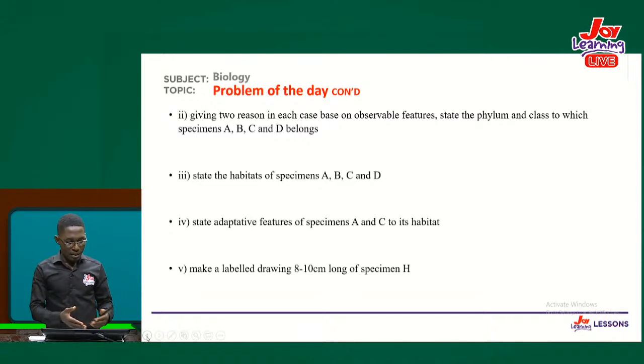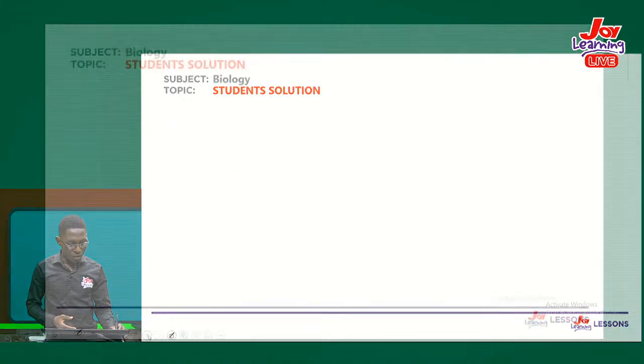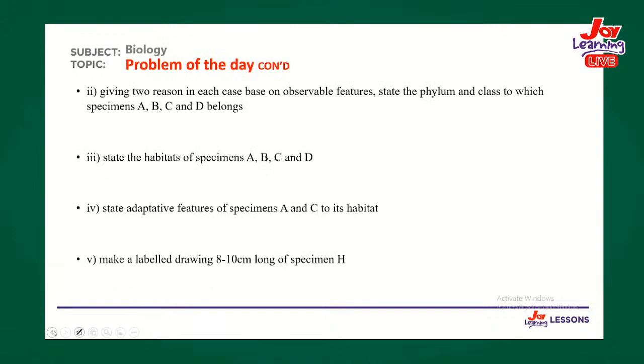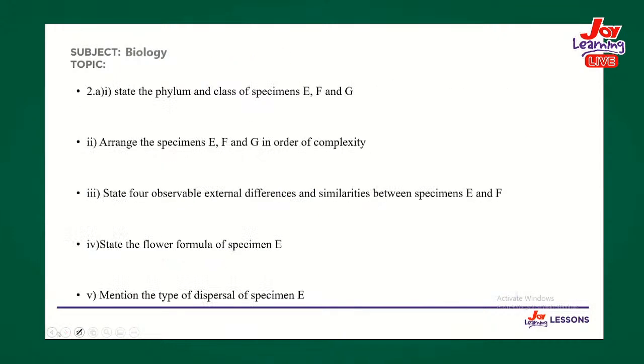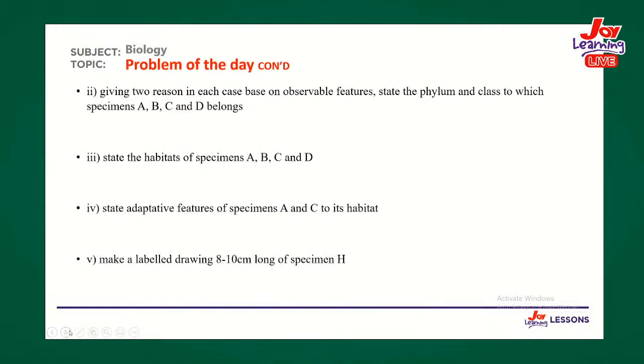Then there's the C. The C was a crab. What do crabs use to live well in their habitat? I'll leave that to you to also answer. Then let's make a labelled drawing of the cut surface of H.